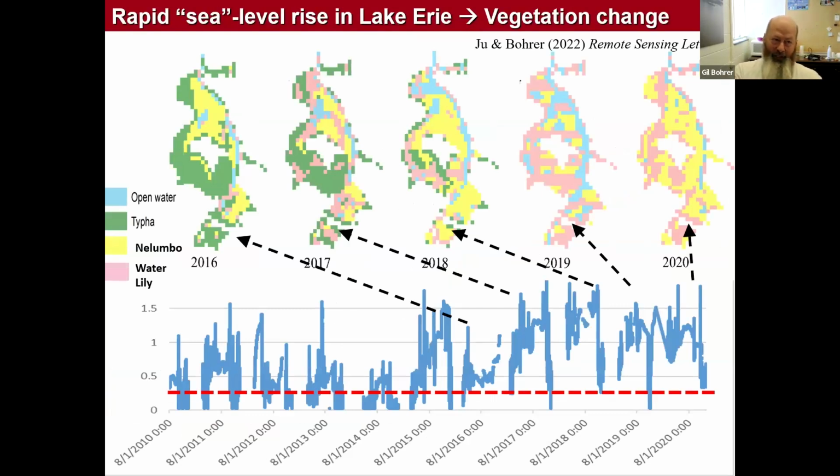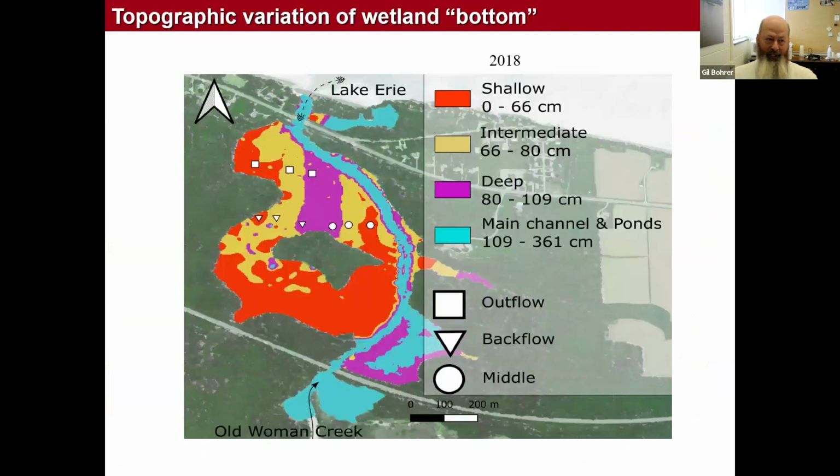So the relatively shallow locations here, for example, in 2016 were all cattail, in 2020 were mostly water lily. The much deeper locations were always open water, but then started having a lot of lotus by 2020. So while the vegetation type at each of those places changed, the relative depth is the same.